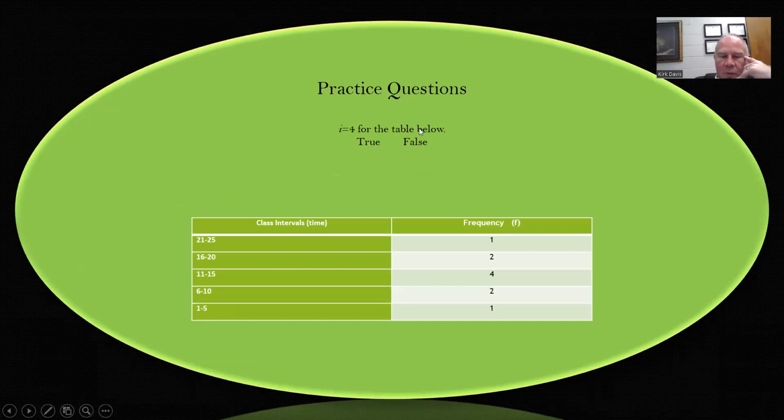The interval for the table below is 4. That's false. It's actually 5. So we've got 1, 2, 3, 4, 5. So interval sizes will fool you. It always looks like it's 1 less than it should be. So in this case, it looks like it's an interval of 4, but it's actually an interval of 5. This includes 1, 2, 3, 4, and 5. This includes 6, 7, 8, 9, and 10. So I is 5.